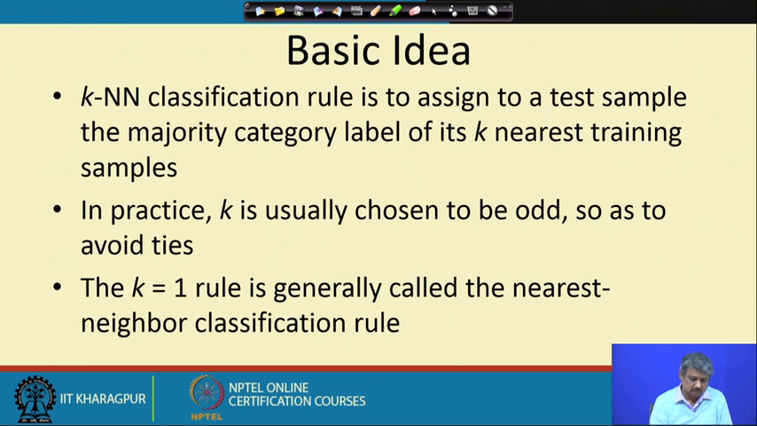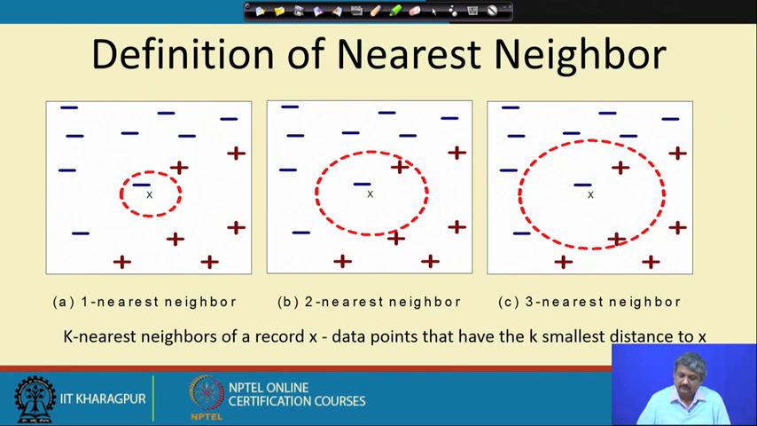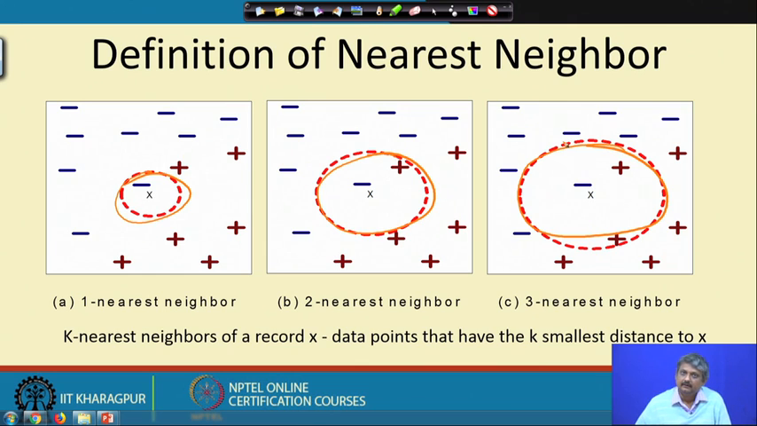So, here is the pictorial description. To classify x, we take in this case the one neighbor, in this case 2 neighbors, in this case 3 neighbors. And for example, in 3 neighbors the plus class is the winner, the majority, it has 2 to 1, and we classify x as plus.